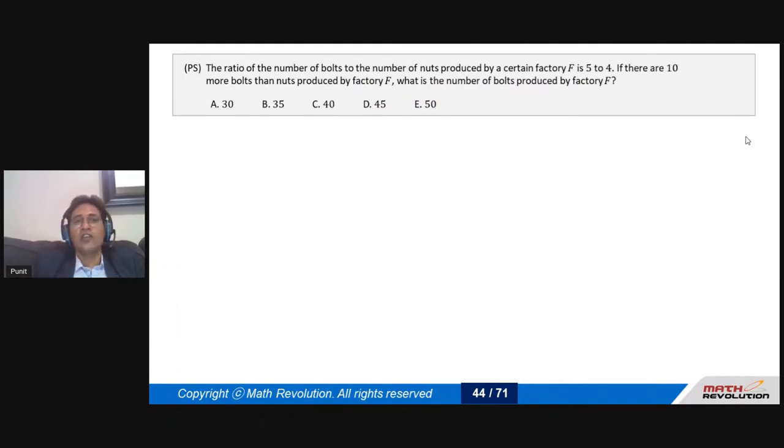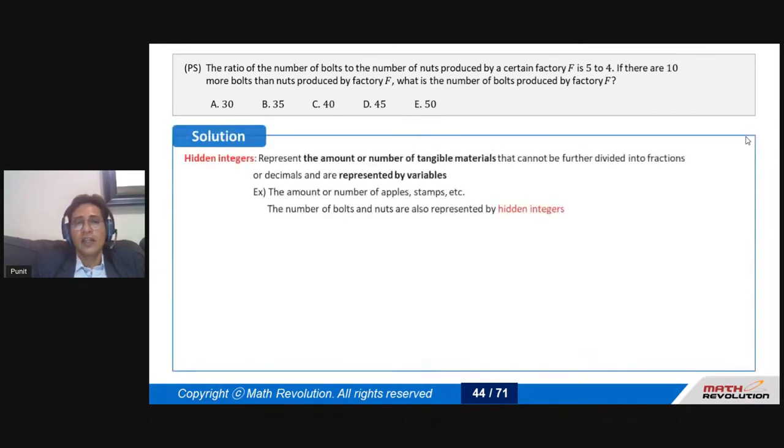It says the ratio of the number of bolts to the number of nuts produced by a certain factory F is 5 is to 4. So we are dealing with the ratio of B and N. Now, if there are 10 more bolts than nuts produced by factory F, what is the number of bolts produced by factory F? So we are dealing with a lot of variables here. There are two predominant variables that this particular question is talking about, which is bolts and nuts. And we have been dealing in terms of ratios.